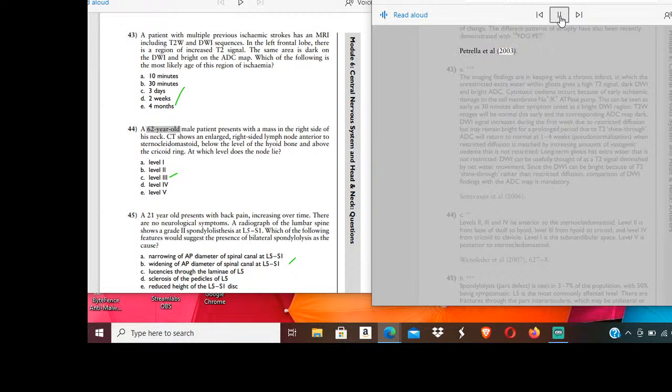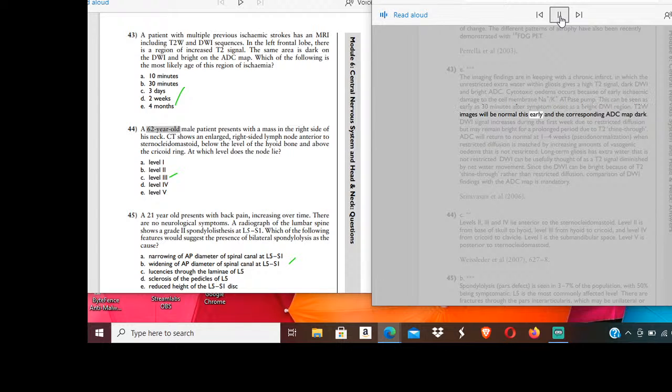Petrella et al. 2003. 43. E. The imaging findings are in keeping with a chronic infarct, in which the unrestricted extra water within gliosis gives a high T2 signal, dark DWI, and bright ADC. Cytotoxic edema occurs because of early ischemic damage to the cell membrane Na+/K+ ATPase pump. This can be seen as early as 30 minutes after symptom onset as a bright DWI region.